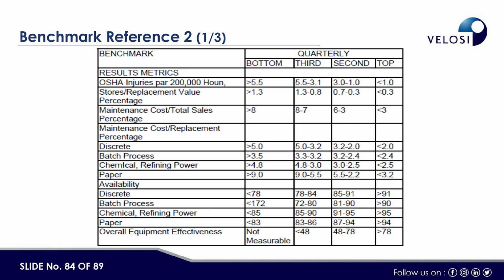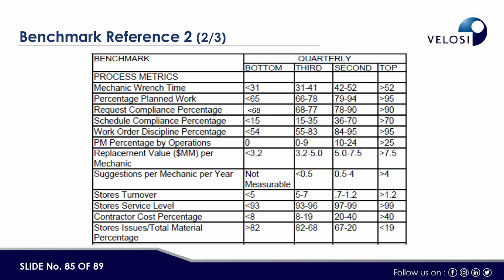If you wish to compare yourself, you can compare your own organization. Here, process metrics mean, for example, mechanic wrench time: bottom is below 31%, third level is 31 to 41%, second level is 42 to 52%, and top quartile is above 52%. Number two, stores turnover, which should be less than 5% for the bottom, then there could be 5 to 7 in the third.